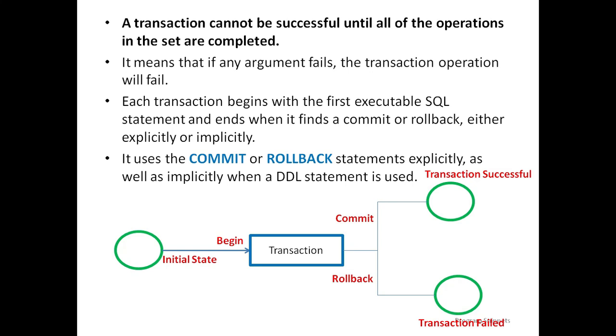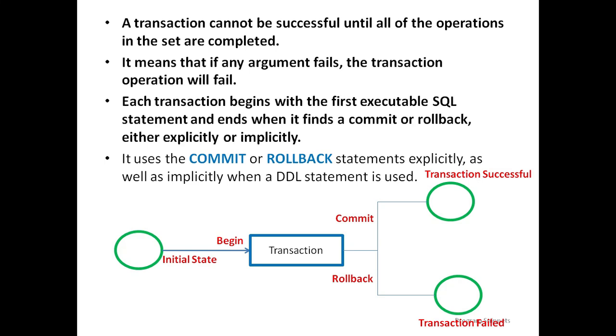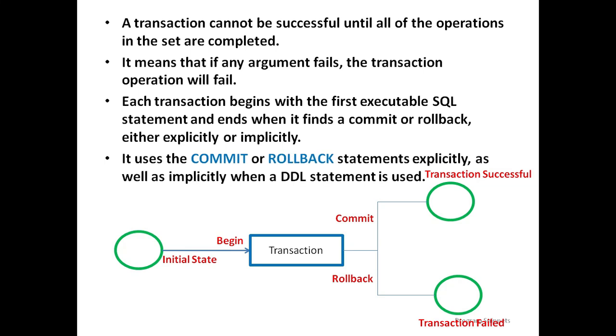A transaction cannot be successful until all the operations in the set are completed. That is, if any statement fails, the transaction operation will fail. Each transaction begins with the first executable SQL statement and ends when it finds a commit or rollback, either explicitly or implicitly. It uses the commit or rollback statement explicitly, as well as implicitly when a DDL statement is used. After a transaction, if the commit command is given, the transaction is successfully completed, and if the rollback command is executed, the transaction failed and the original data is retrieved.